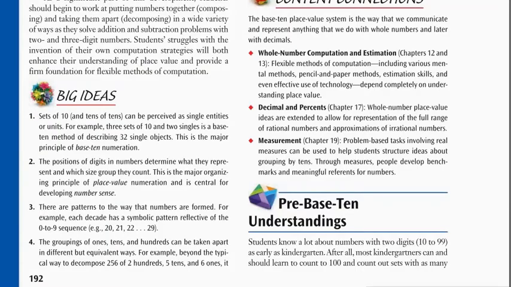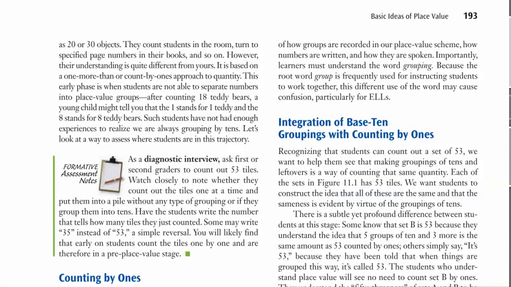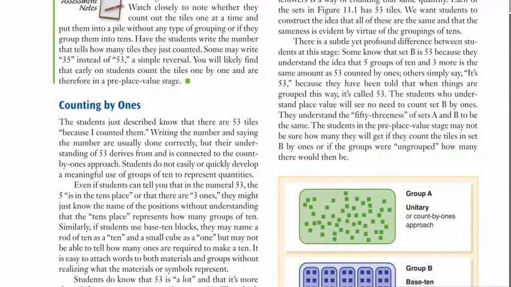Pre-base 10 understandings. Students know a lot about numbers with 2 digits as early as kindergarten. After all, most kindergartners can and should learn to count to 100 and count on sets with as many as 20 or 30 objects. They count students in the room, turn to specified page numbers in their books, and so on. Counting by ones. The students just described know that there are 35 tiles because they counted them. Writing the number and saying the number are usually done correctly, but their understanding of 35 derives from and is connected to the count by ones approach. Students do not easily or quickly develop as much meaning in the use of groups of tens to represent quantity.